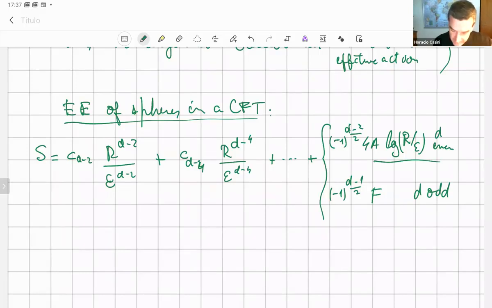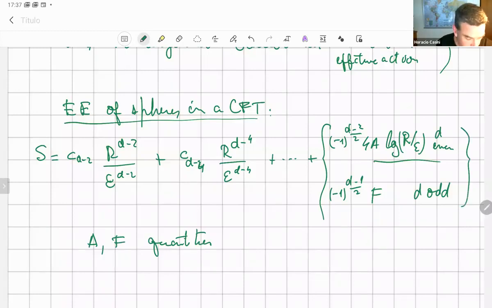And what are these? So the irreversibility theorem will be about these A and F quantities, which are dimensionless, and are the last terms in the expansion of the entropy of spheres. In particular, this A is equal to the Virasoro central charge over 12 for D equal to 2.